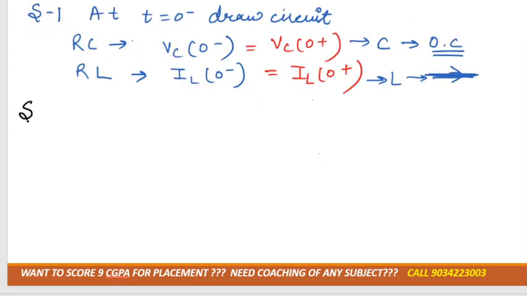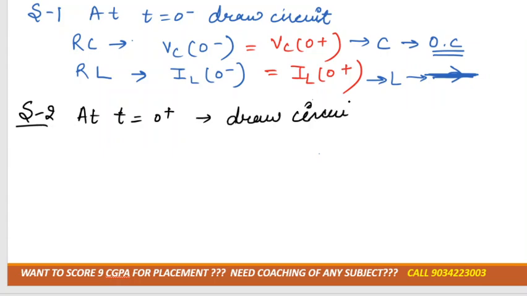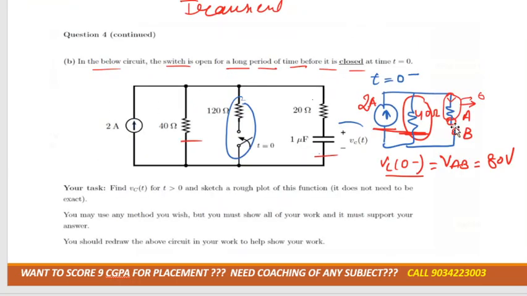Now step number 2, at t equal to 0 plus we need to redraw the circuit. In this case the switch is closed, right? And particularly for that we need to calculate Vc of infinity again, right? That was Vc of 0 minus we calculated before. Now if the switch is closed, then the circuit is like this.